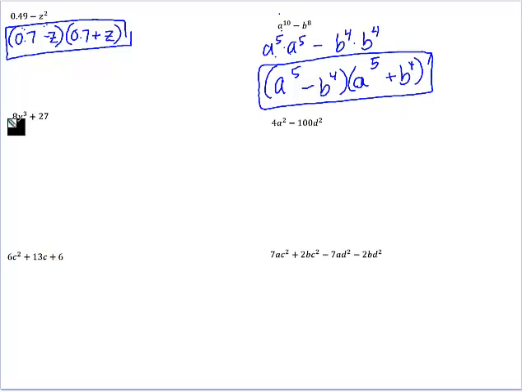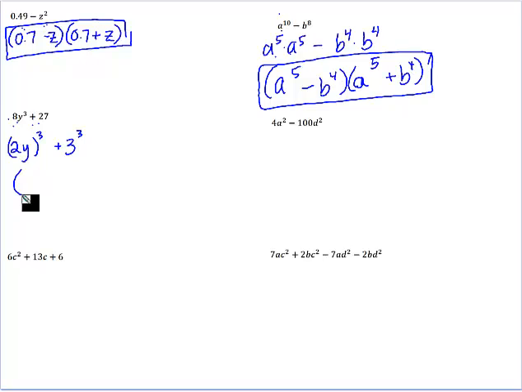All right, next, 8y cubed plus 27. There is no greatest common factor between the two. There are 2 terms, and it is a sum of cubes. So 8y cubed, 8 is a perfect cube of 2. So this is like a 2y cubed. And 27 is a perfect cube of 3.